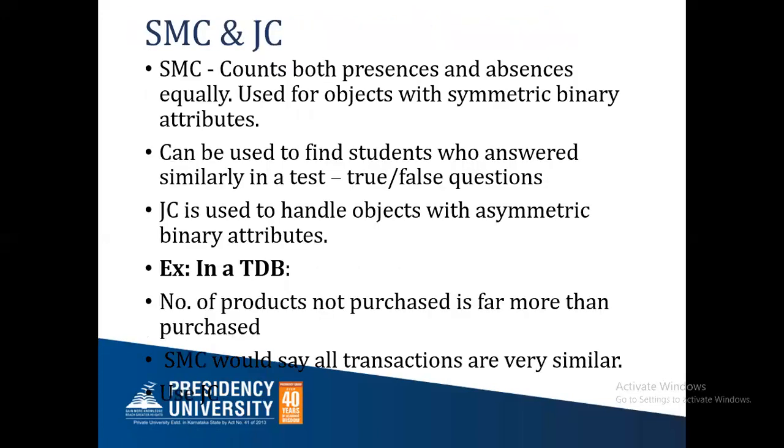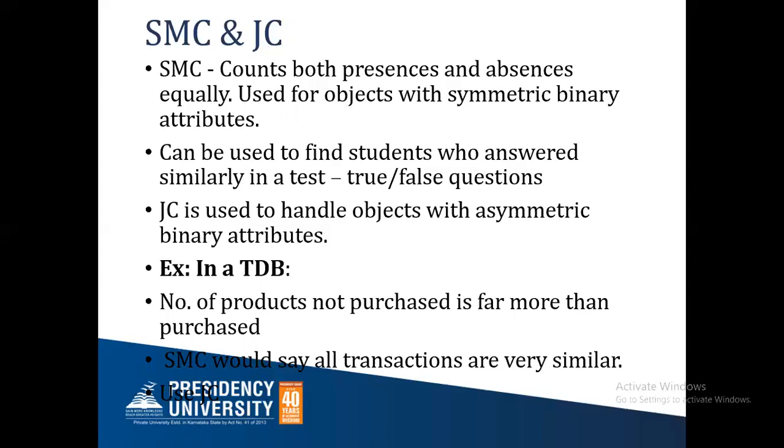Now when we see this, we can observe SMC will actually count both presence and absence of the values equally. So it is used wherever we have symmetric values. For example, if we want to find out which of the students answered similarly for a true and false question. Whoever answered true, all those students' answers are similar, or if everyone answered false, then still they are all similar. So here we can go for SMC.